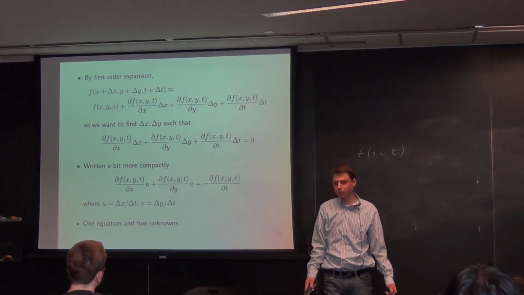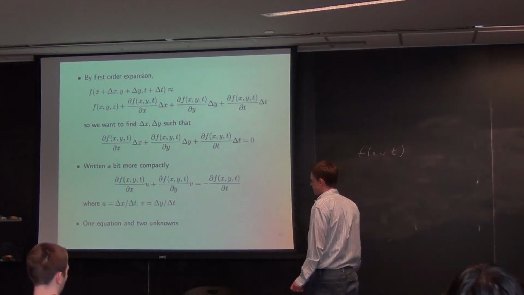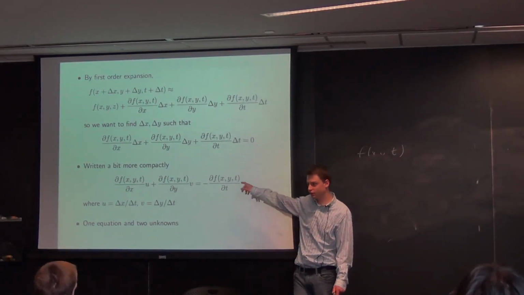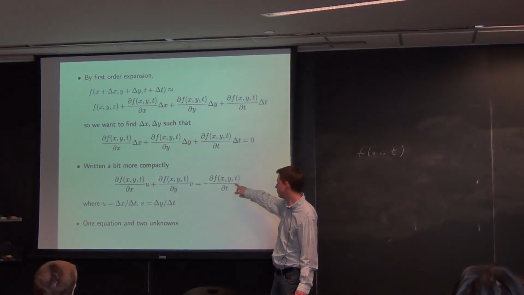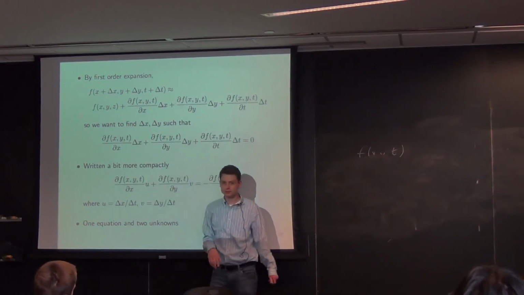Now, what's the problem with that? Well, we want to find u and v such that this holds, and we can't actually do it, because for this to hold, there are two unknowns and just one equation.